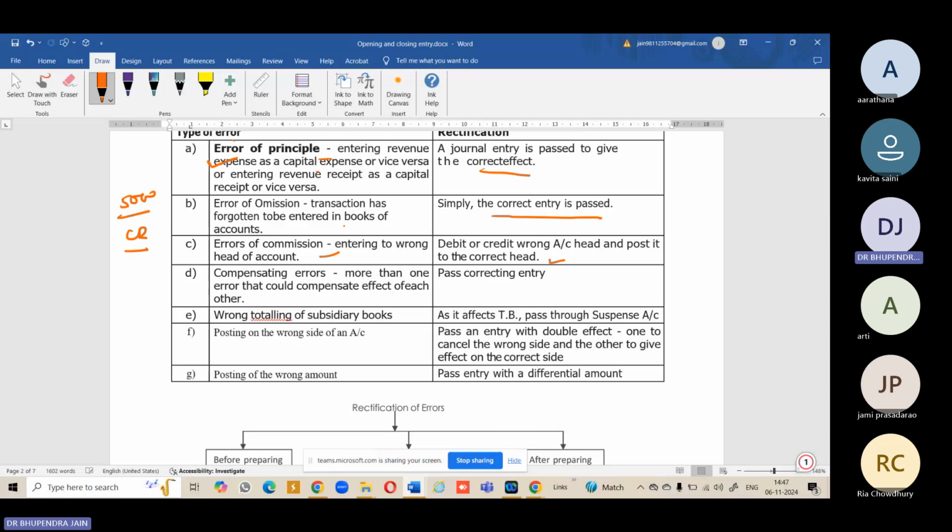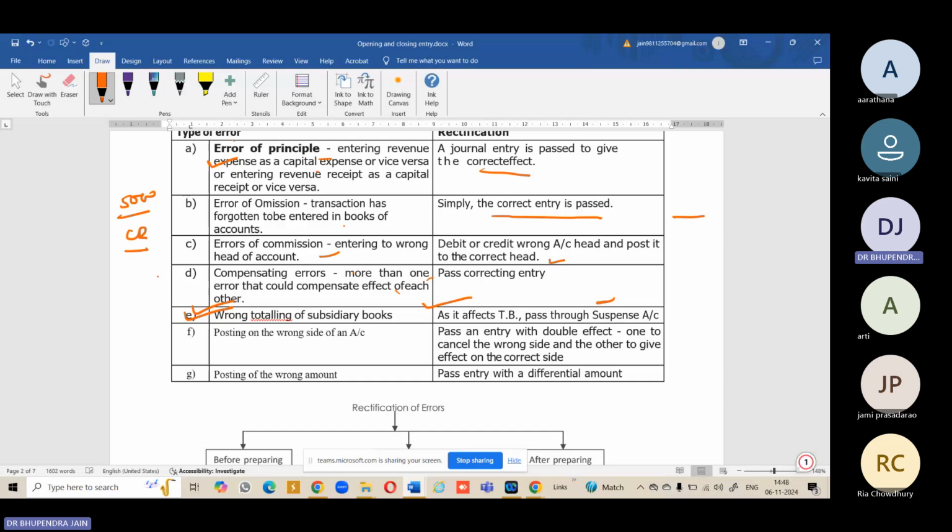Compensating error: more than one error that compensates the effect of each other. Whenever errors compensate each other, it is called a compensatory error. So pass the correct entry. Wrong totaling of a subsidiary book: that means a single side error. Then this effect we will rectify through the suspense account.